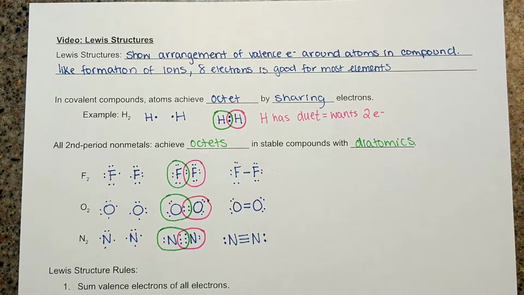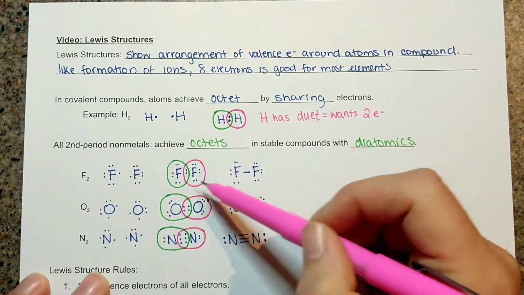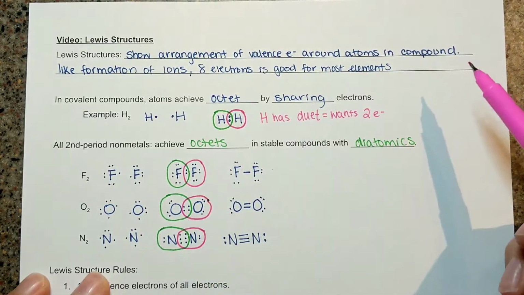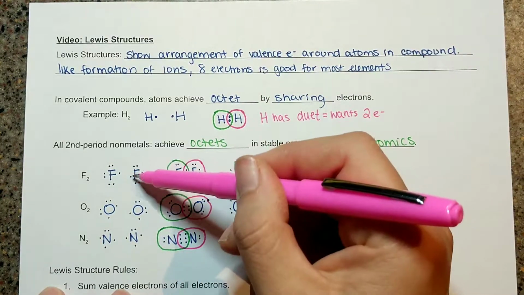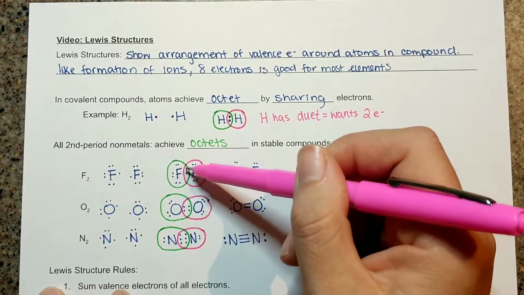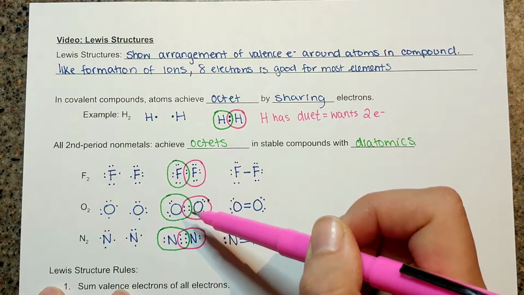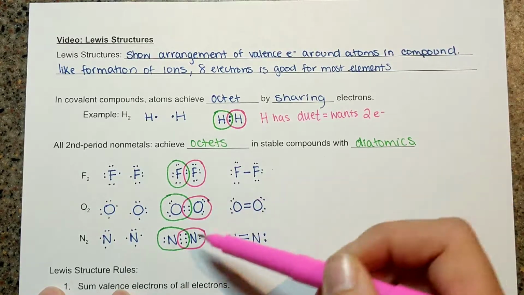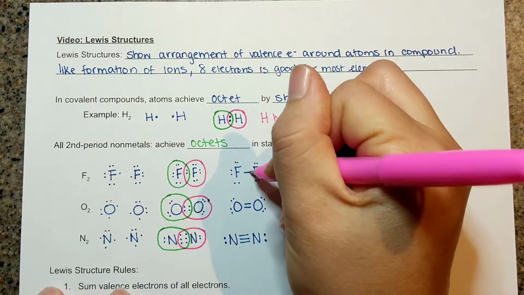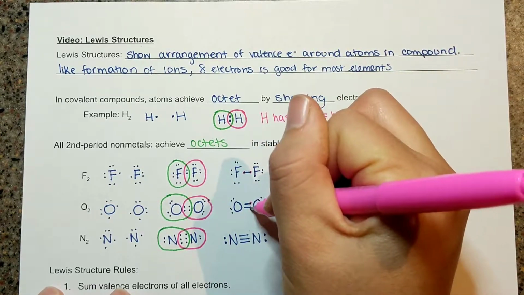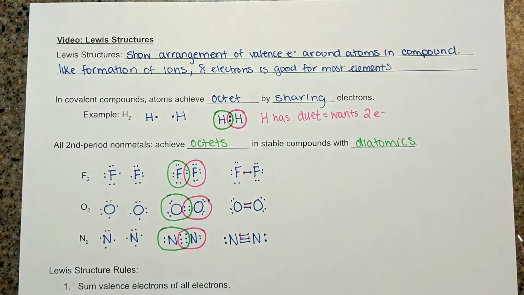All second period nonmetals achieve octets in stable compounds with diatomics. Fluorine, oxygen, and nitrogen here come together and make diatomics, which are their stable form of the element. So fluorine here has 1 unpaired valence electron, so they come together and fluorine shares both, and we show that by having a single bond between our 2 fluorines. Oxygen shares 2 electrons each, so we have a double bond. Nitrogen shares 3 electrons each, and we show that as a triple bond. So on our bonds here, we can pretend that there's kind of 1 electron here and 1 here, to show the bonds and the electrons moving back and forth.